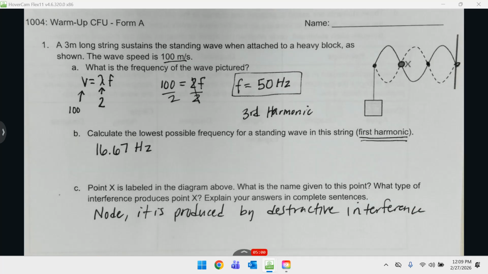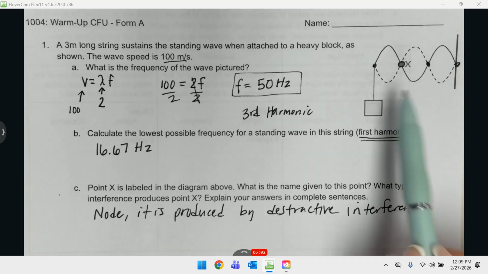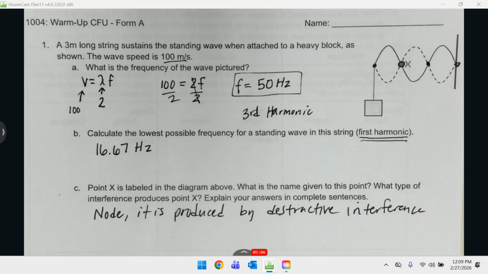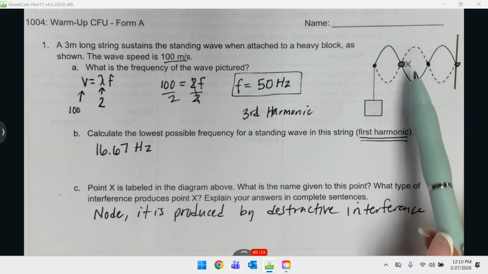Okay, so your node is going to be produced by destructive interference, and that means that there are, again, in the background, you can't see it. This isn't animated like the ones in the notes, so you might want to go back and look at the notes slides so you can see them in motion. But all that means is that these points on the wave don't move.